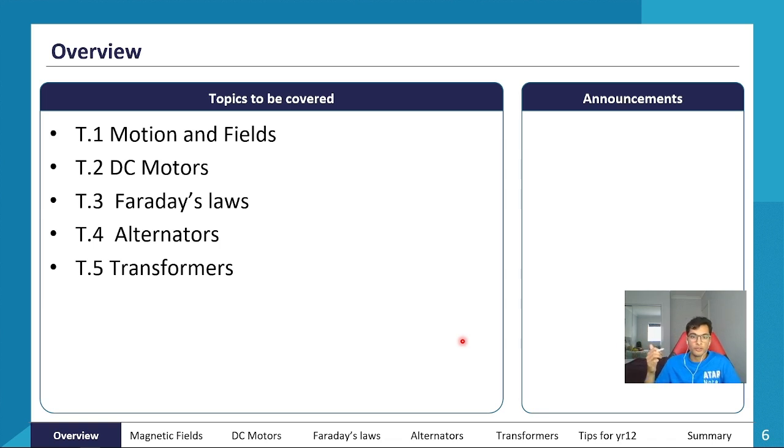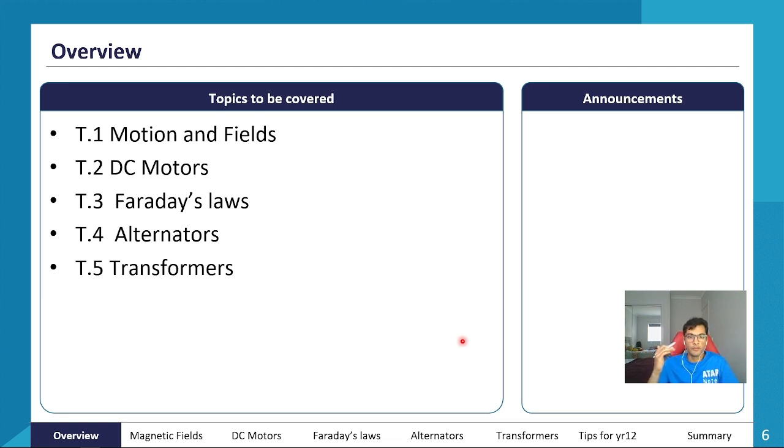From that, we're going to move on to motors, DC motors, and learning about how they work. And from there, we go into Faraday's law and alternators. So that's basically about the production of electricity, how electricity is produced and why it's produced. And we'll finish off with some transformers and solar panels, which is something that's been added to the study design.